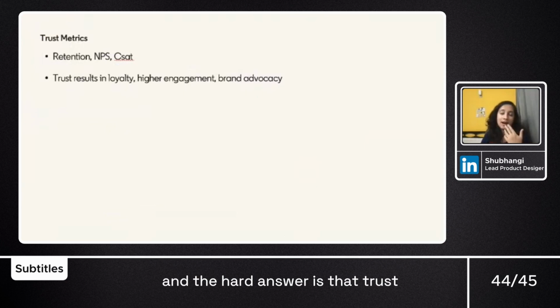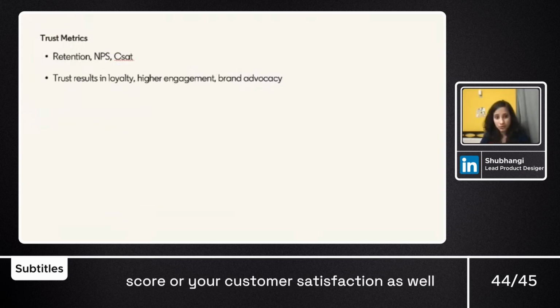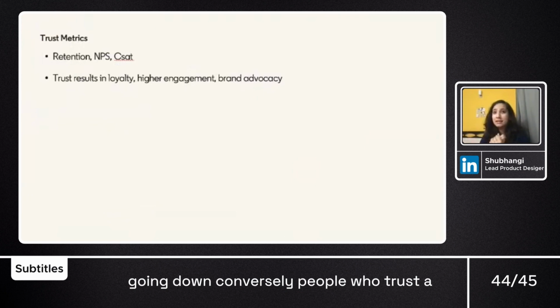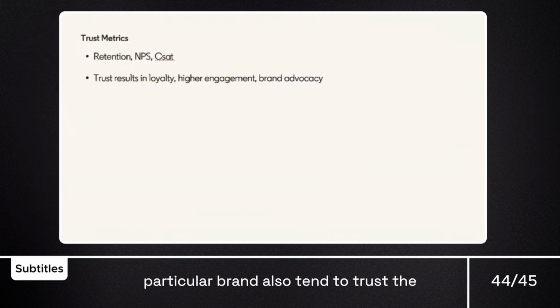And the hard answer is that trust cannot be measured precisely, right? But it might have an impact on your user retention. It might have an impact on your net promoter score or your customer satisfaction as well. Trust also feeds into not just your product but your brand. Your product is possibly a part of a larger brand. So one dark pattern inside your product can lead to the trust perception of the whole brand going down. Conversely, people who trust a particular brand also tend to trust the product associated with it. I think it's a two-way street where one influences the other.